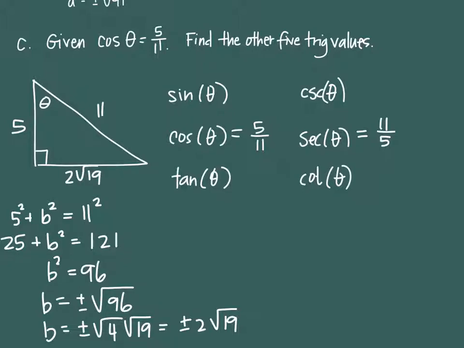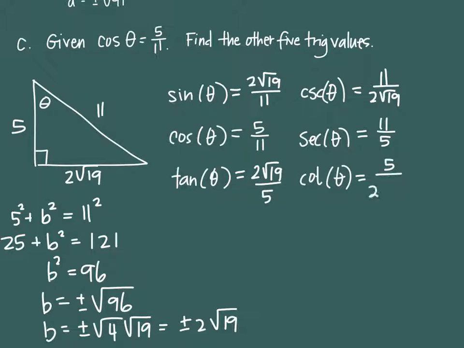So that lets me fill in the rest of the trig values. I now can do opposite over hypotenuse. The opposite is 2 rad 19. The hypotenuse is still 11. Once I have that one, I can flip it, and I can do 11 over 2 rad 19. And then for tangent, I want opposite over adjacent, which is 2 rad 19 over 5. So then cotangent would be the reciprocal of that, which would be 5 over 2 rad 19.